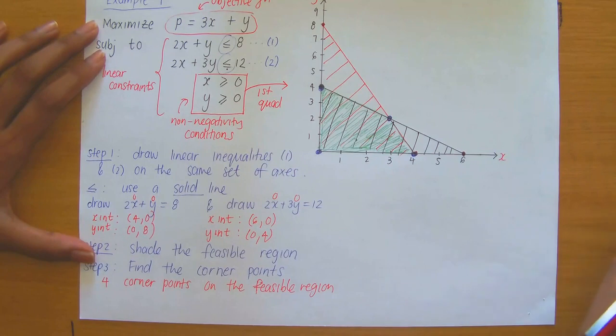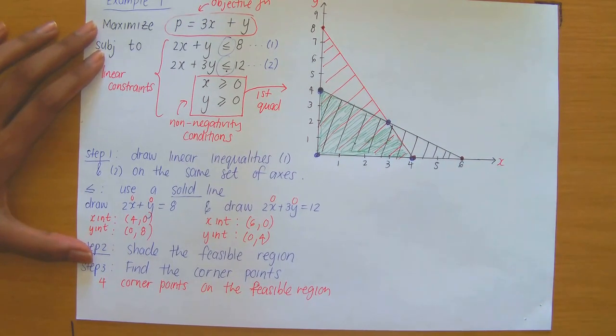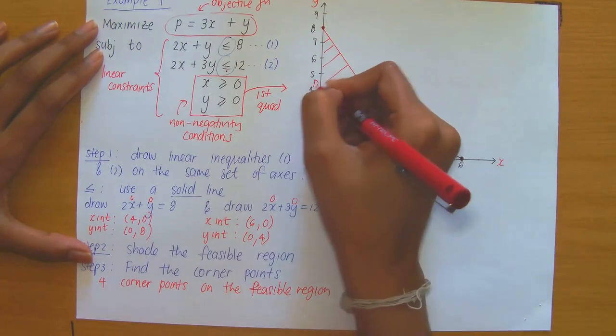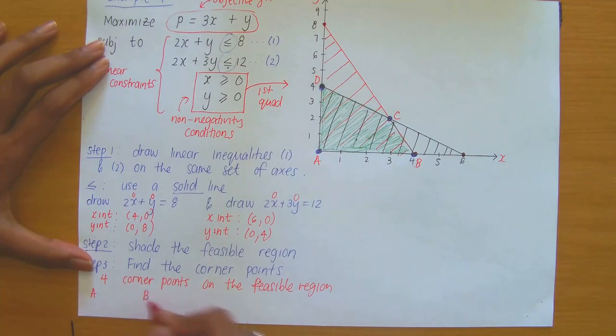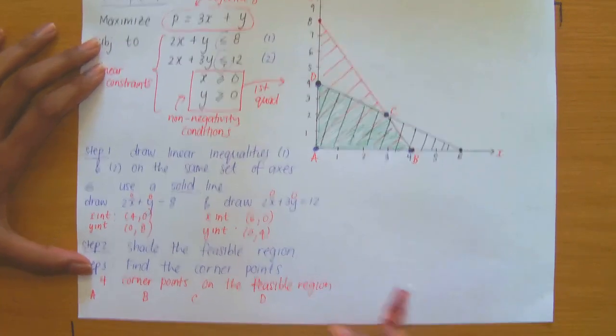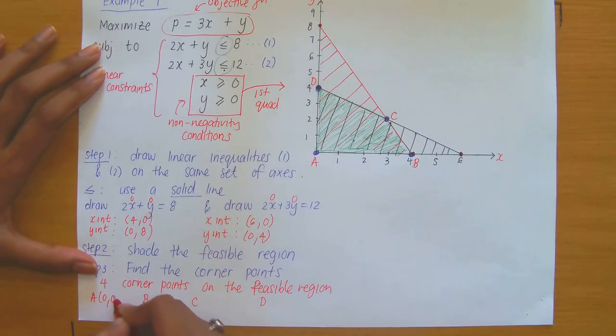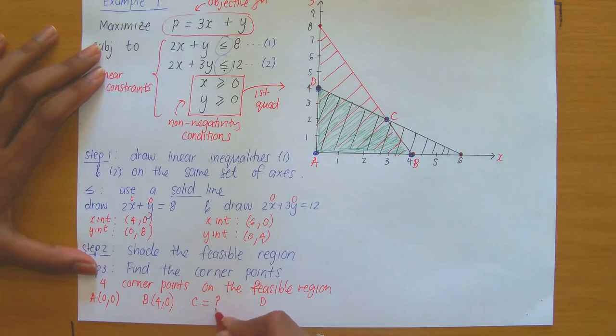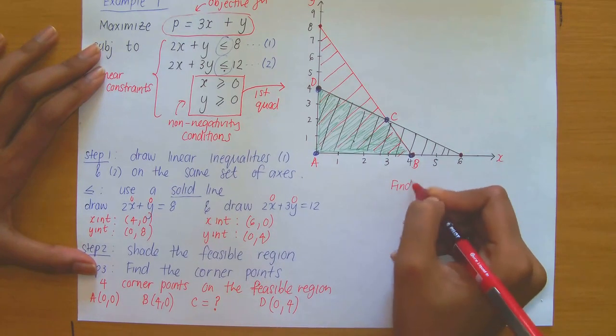Right, so what I'm going to do now, whenever you find your corner points on your feasible region, you need to label them. Right, so I'm going to label this A, B, C, and D. Right, so A, B, C, D. What are the coordinates? So we now need to write down the coordinate descriptions. A is the origin, so it's just 0, 0. B is the coordinate. This can easily be read off, so this is 4, 0. C at this point to me is unknown, and D can be easily read off. It's the coordinate 0, 4. So we now need to find C.